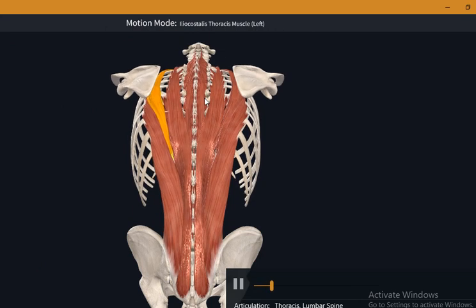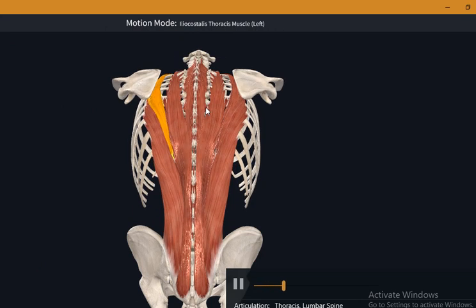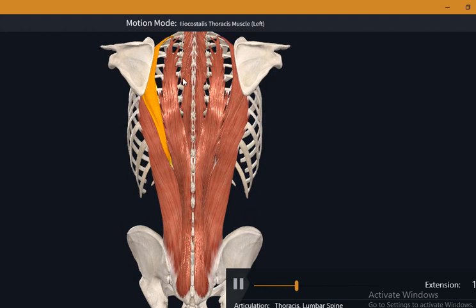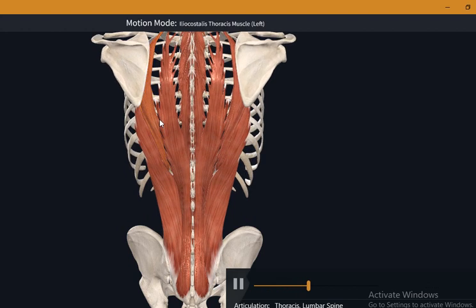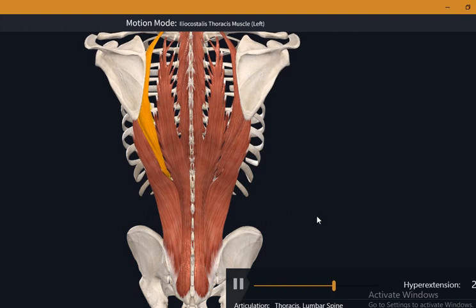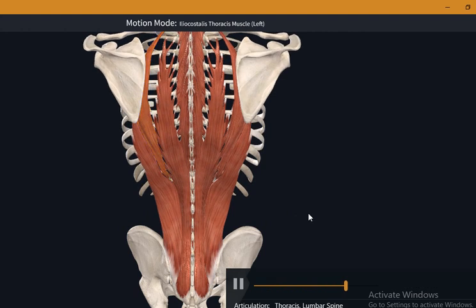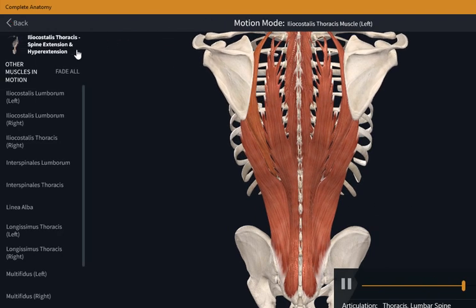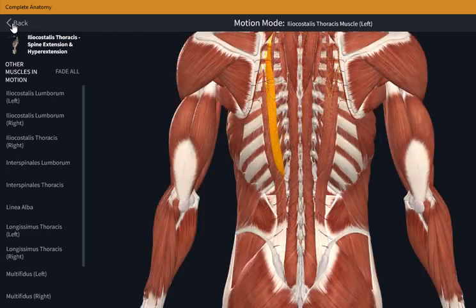So this flexion is not the one performing that; now extension, it is performing extension as such. So you see extension now is due to iliocostalis thoracis. So now let's go back and visualize the next muscles, the nervous supply of this muscle.